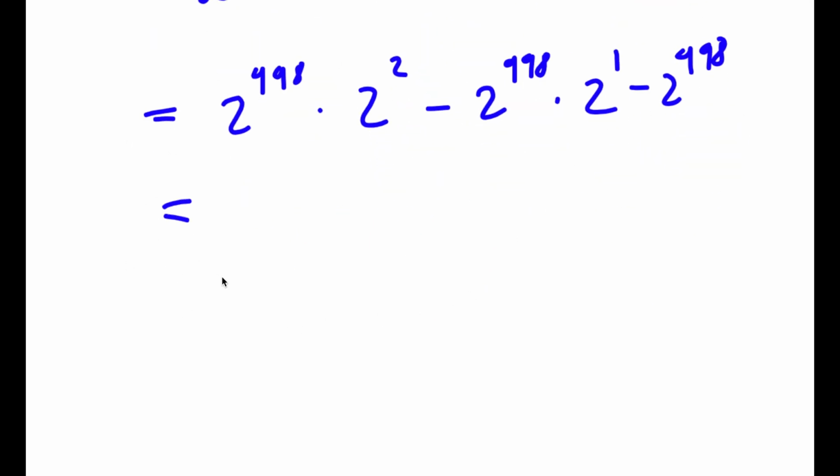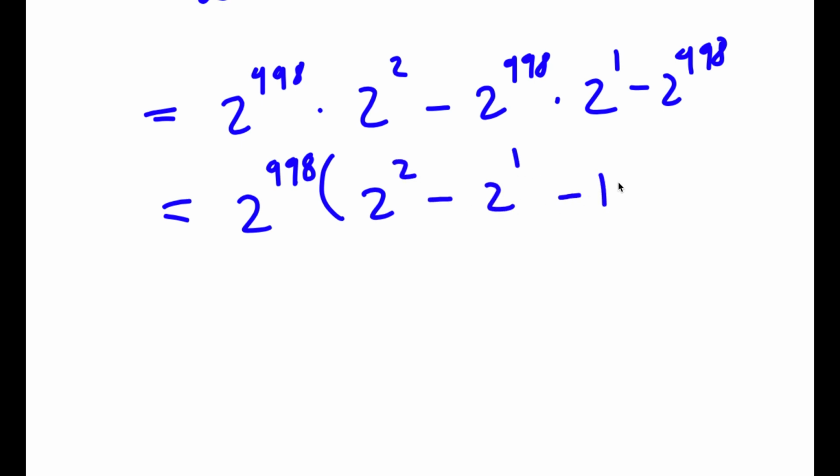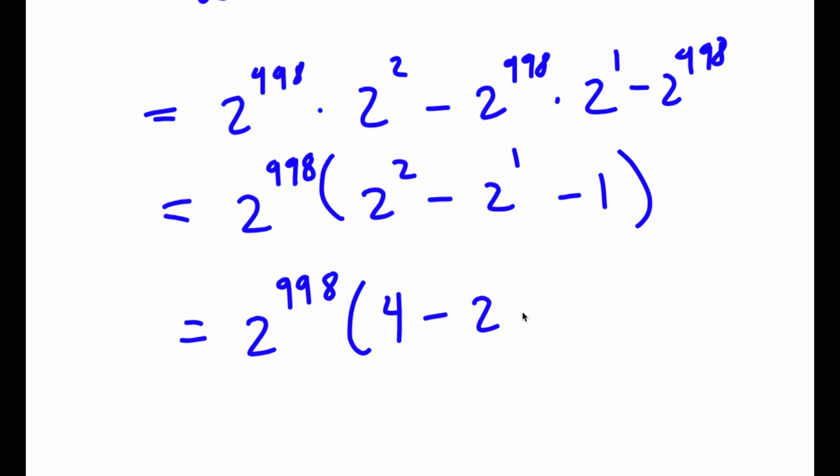Now, to simplify this, I'm going to simply factor out 2 to the power of 998, because all the terms have 2 to the power of 998 in them. So now I'm going to be left with 2 squared minus 2 to the power of 1 minus 1. Now this is equal to 2 to the power of 998 times 2 squared, as we all know, is 4, minus 2 to the power of 1 is simply 2, and we are left with 1 at the end. So now 2 to the power of 998 times 4 minus 2 minus 1.